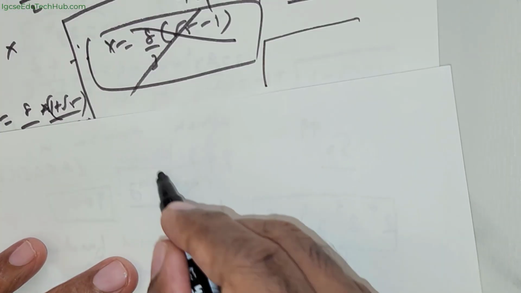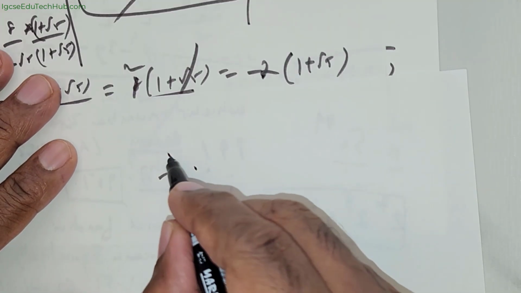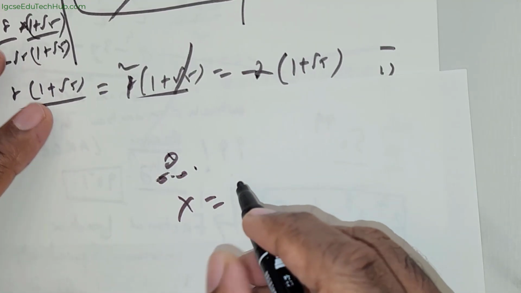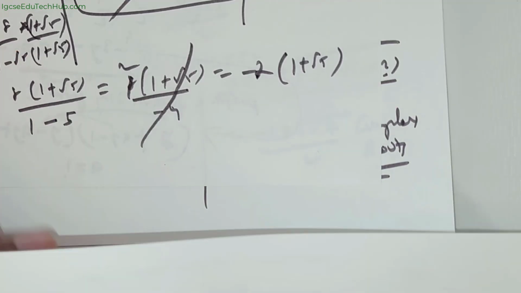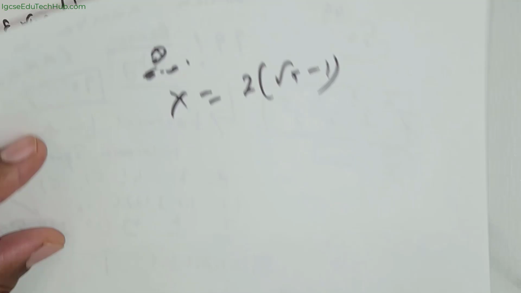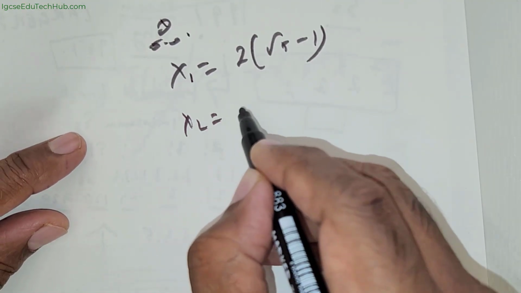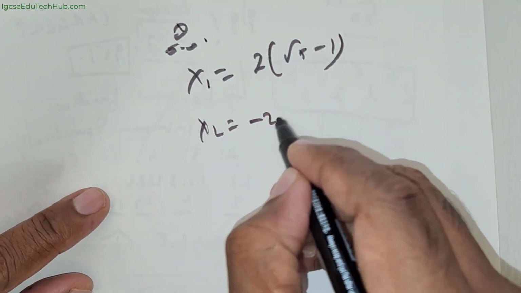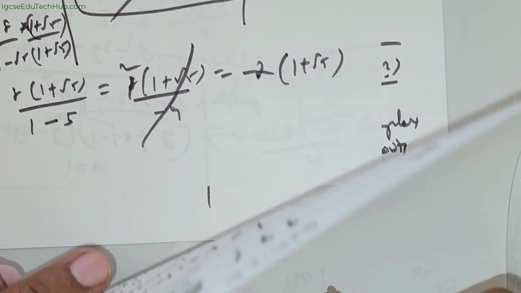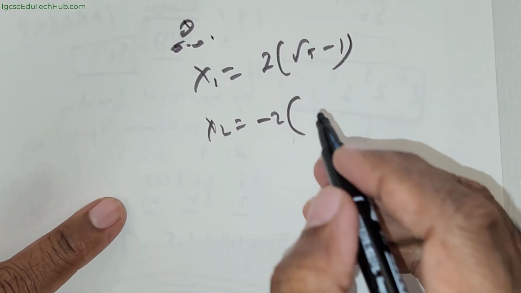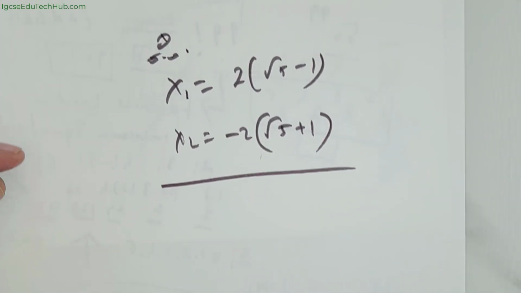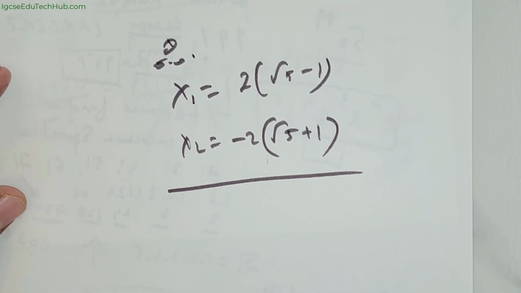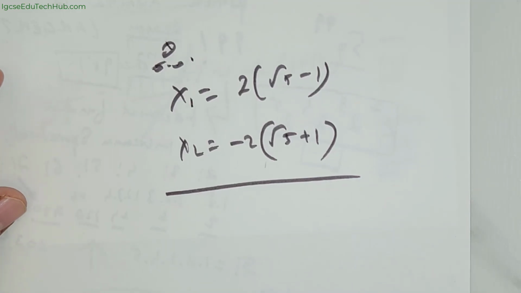Let me write this down. So therefore x is equal to 2 times (root 5 − 1), that is 1 value. The next value is negative 2 of (root 5 + 1). Okay, you can check and let me know if there are any issues in the values of x.